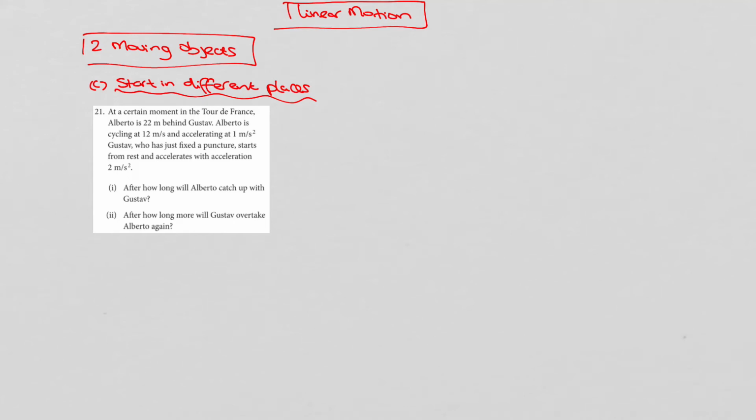Linear motion, two moving objects, C, starting in different places. So on page 32 in our books, we're looking at question 21 as our example.